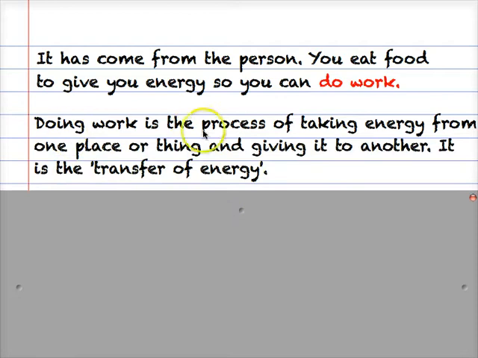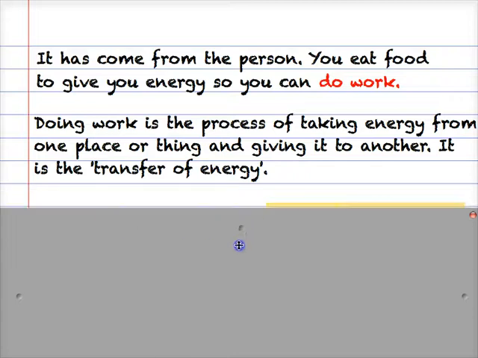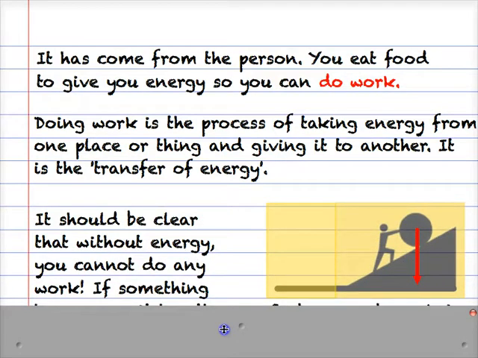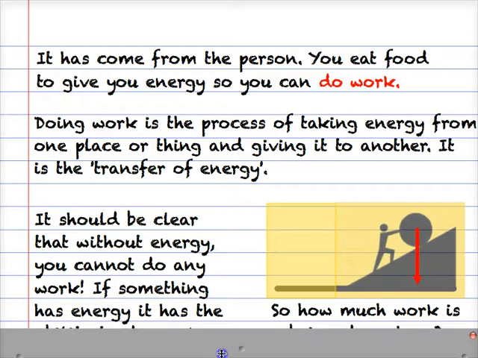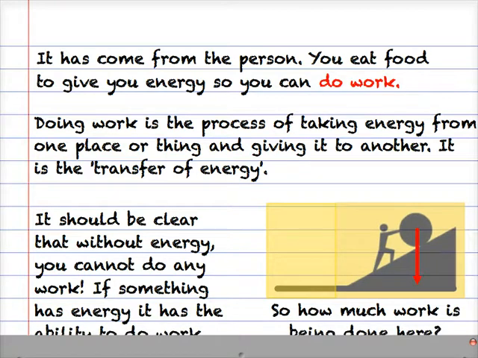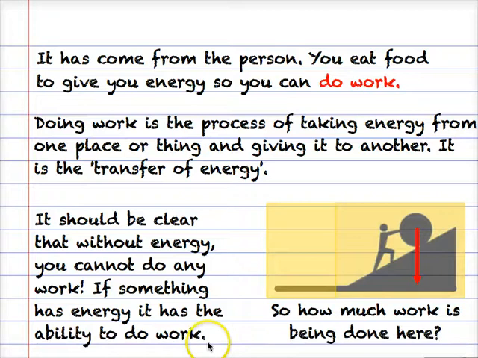So doing work is actually the process of taking energy from one place or thing and giving it to another. It's actually the transfer of energy. And by now it should be clear that without energy you cannot do any work at all. If something has energy, then it's got the ability to do work. So the person has energy, and as a result of that they can do work. They can transfer their energy to the ball, and the ball gains energy as it moves up the hill. So in this example, how much work is being done?